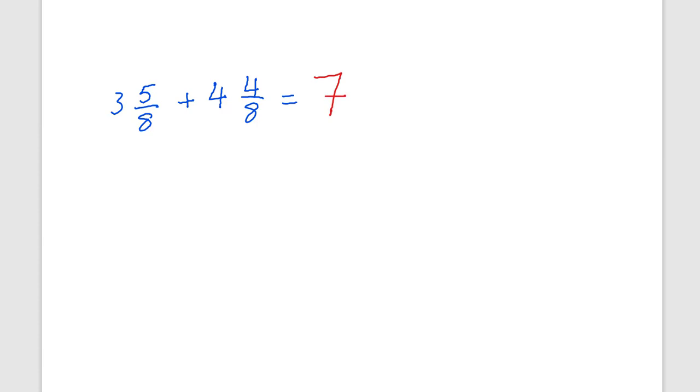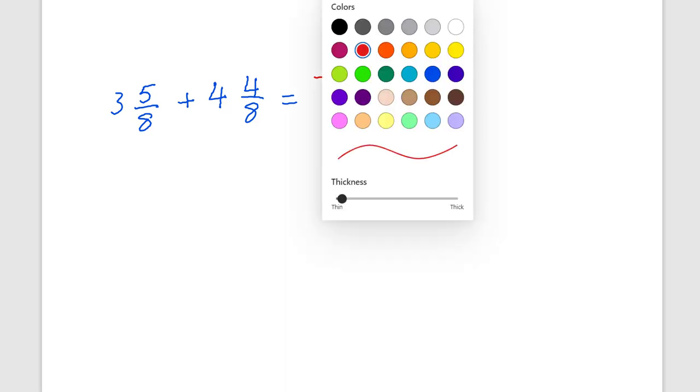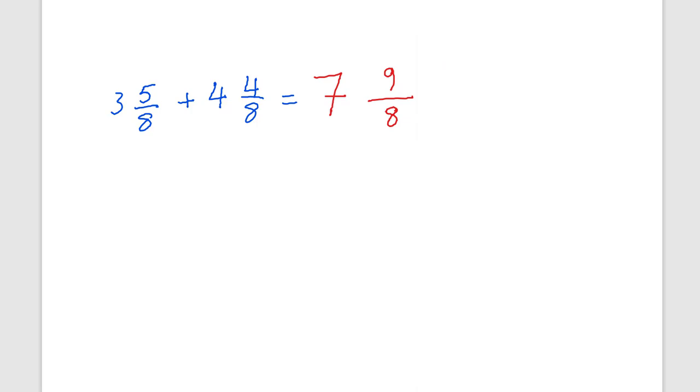Okay, so this is the whole. And the fractions? 5 plus 4 equals 9. 9 what? 9 over 8. Yes. So now we need to rename or not? Yes, we need to rename. Why? Because 9/8 is more than 8/8, right? It is more than the whole one. So if we take away 8/8, what is the remainder? Take 8/8 from 9/8. So we have left how many 8s?